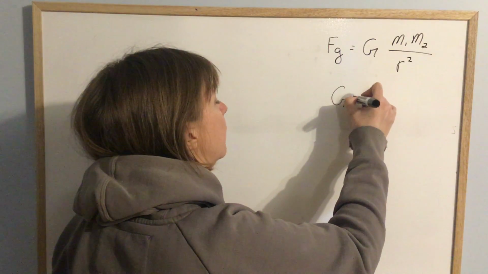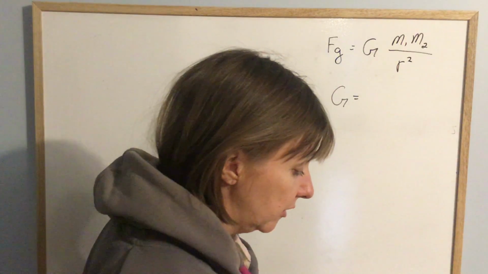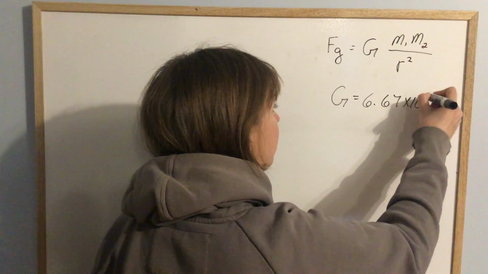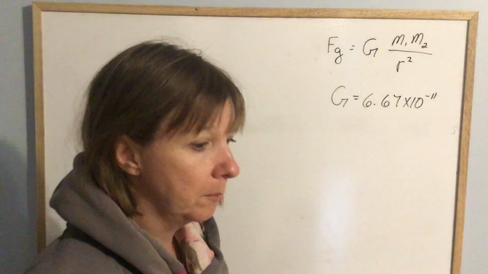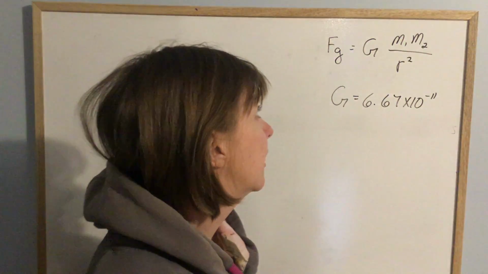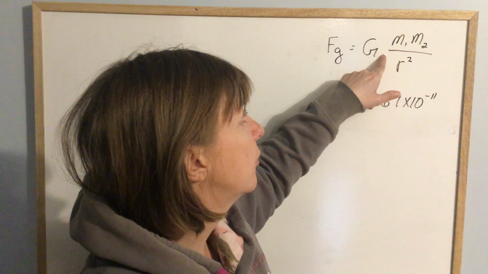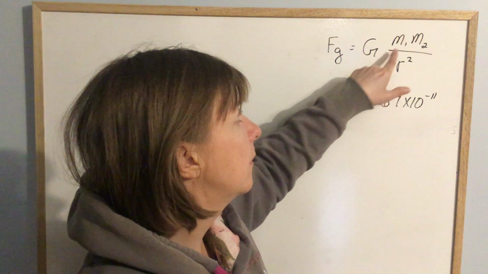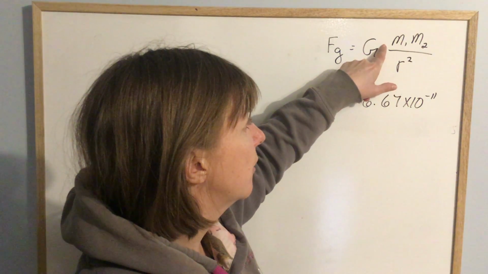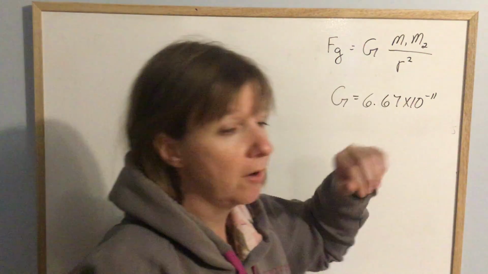But what was found eventually is that the universal gravitational constant is 6.67 times 10 to the negative 11th. Now the units are messed up. The units are newtons times meters squared divided by kilograms squared. And that is so that kilograms squared on the bottom will cancel out the kilograms that are up here, and meters squared up here will cancel your meters squared here, leaving you with just newtons for force of gravity.